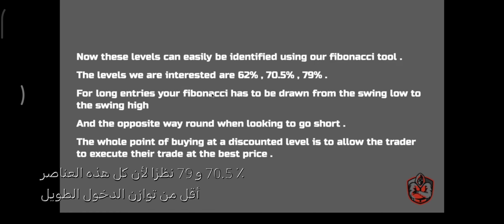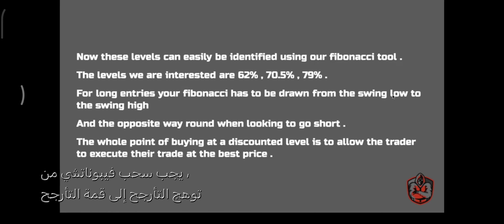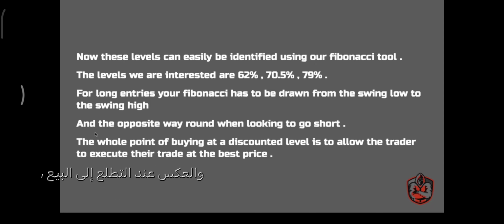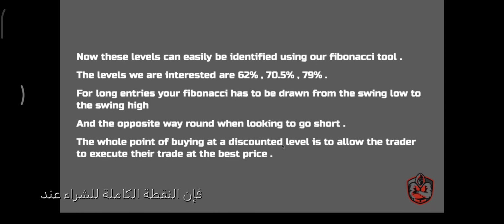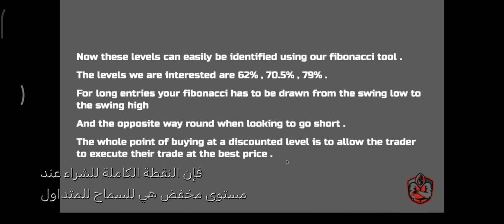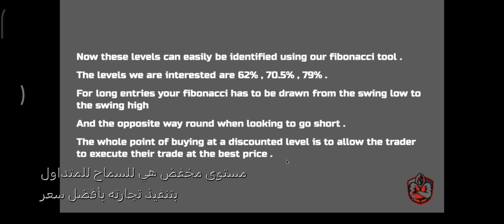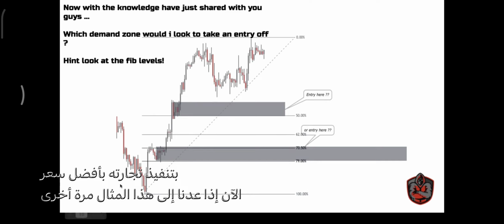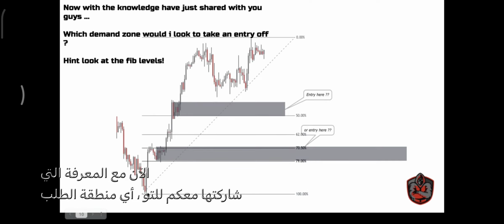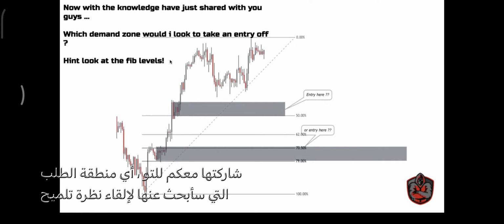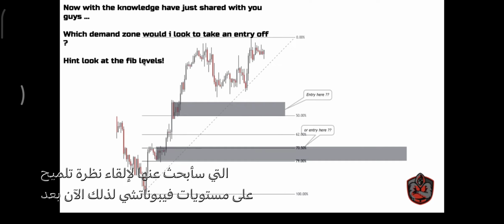For long entries, your Fibonacci has to be drawn from the swing low to the swing high, and the opposite way around when looking to go short. The whole point of buying at a discounted level is to allow the trader to execute their trade at the best price. Now, if we go back to this example again, with the knowledge I have just shared with you guys, which demand zone would I look to take an entry off? Hint, look at the Fibonacci levels.